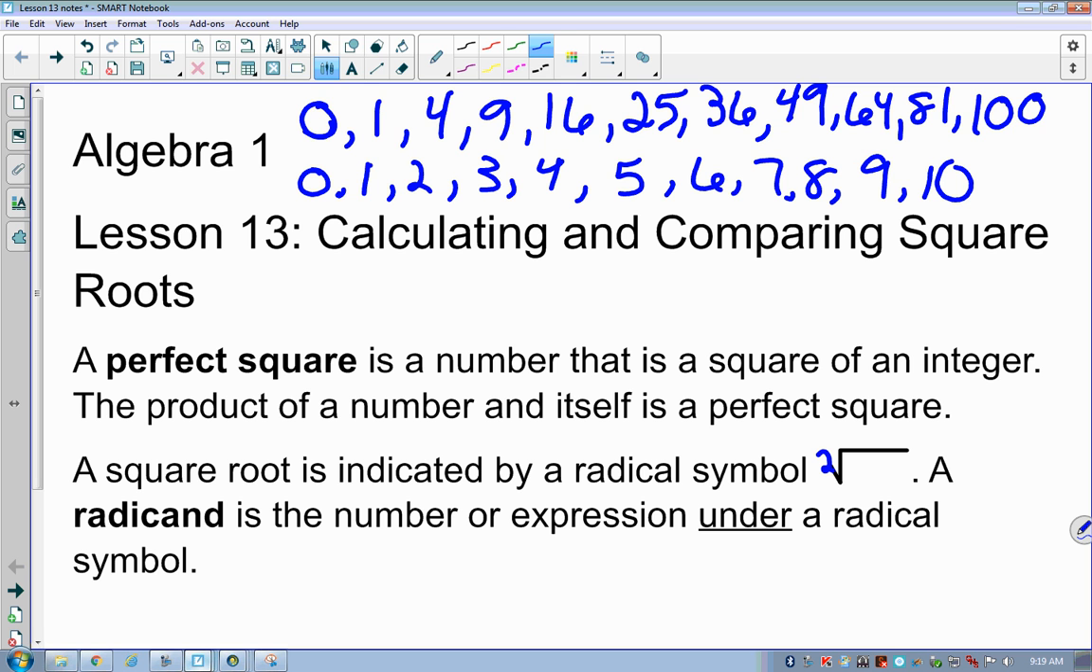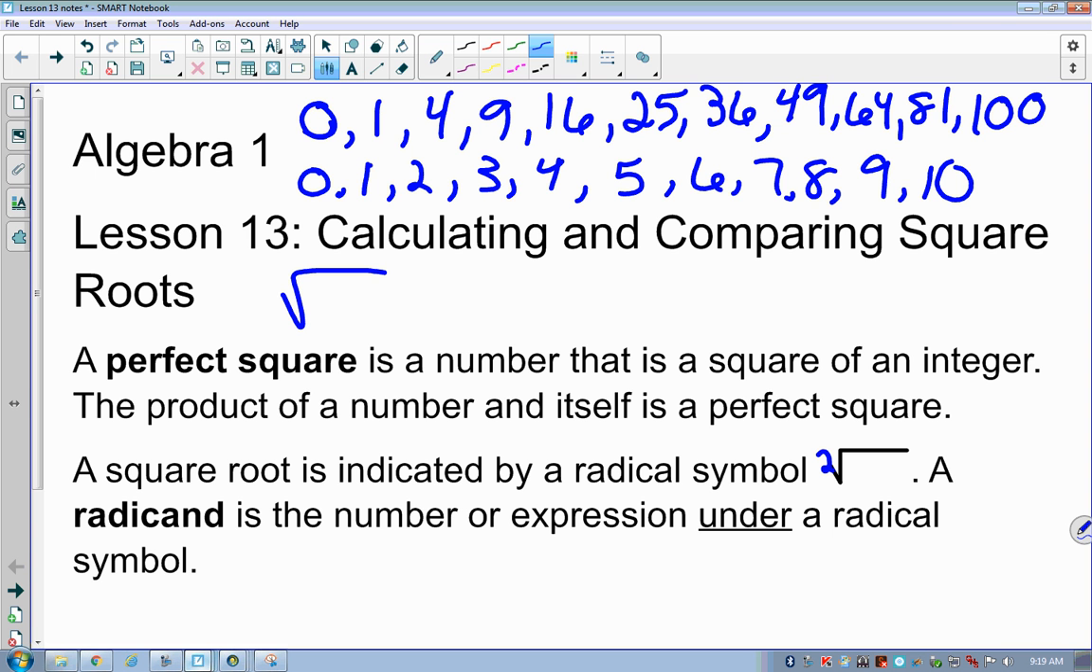The reason it's important that we understand there's a 2 there, even when we don't see it, is because later on in math you'll work with things like cube roots and fourth roots and so on and so forth. So the smallest root that we can do is a square root. Does that make sense? So a square root is indicated by a radical symbol, which is this guy right here. That's a square root.